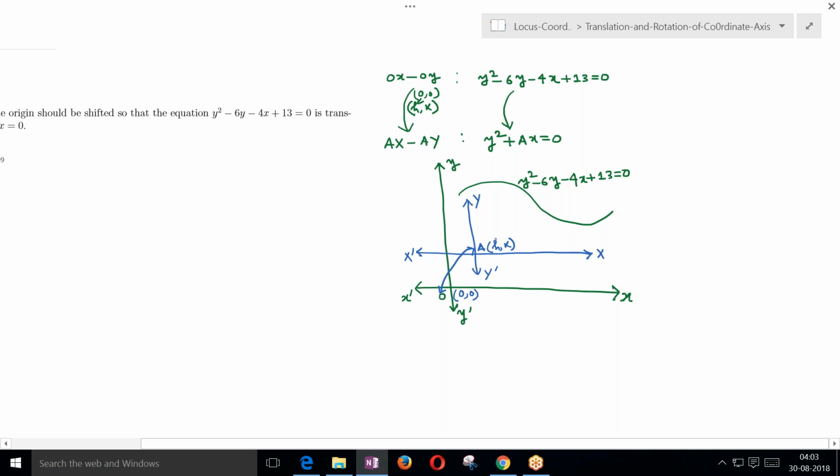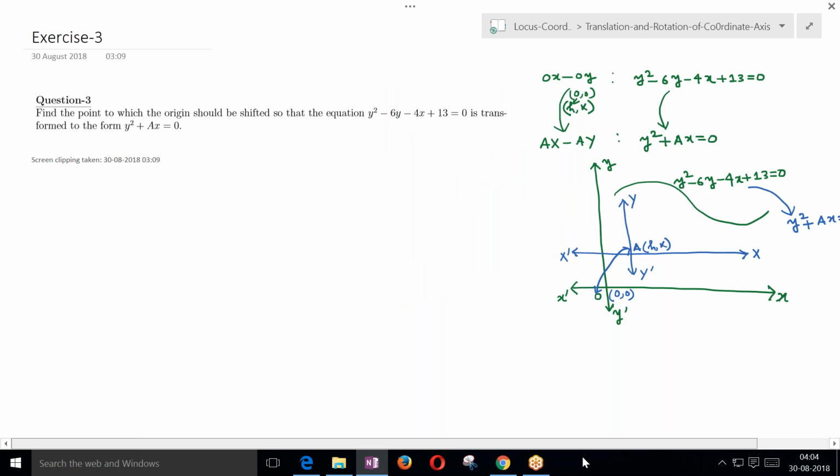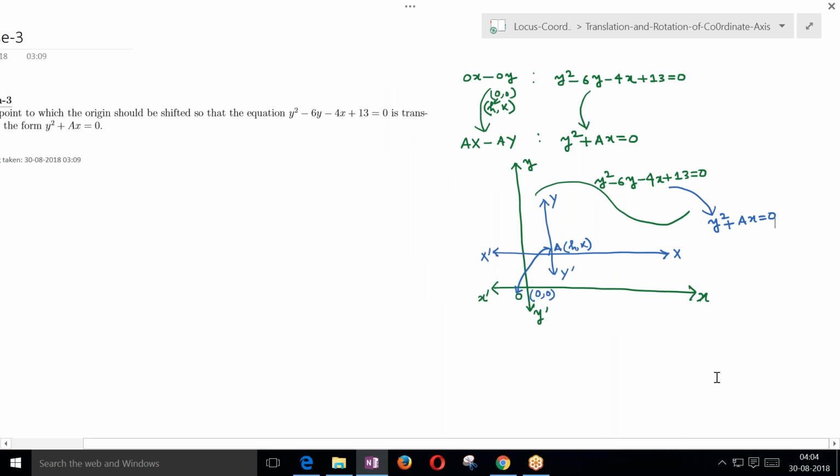Due to this shifting, the same equation is now transformed into y square plus capital A X equal to 0. Here I should mention one thing. If we assume that in this coordinate system this is capital Y, capital X, then you can assume this is equal to capital Y square plus a capital X equal to 0. But this is context sensitive. There is nothing wrong in this understanding, whether it is capital Y or capital X.